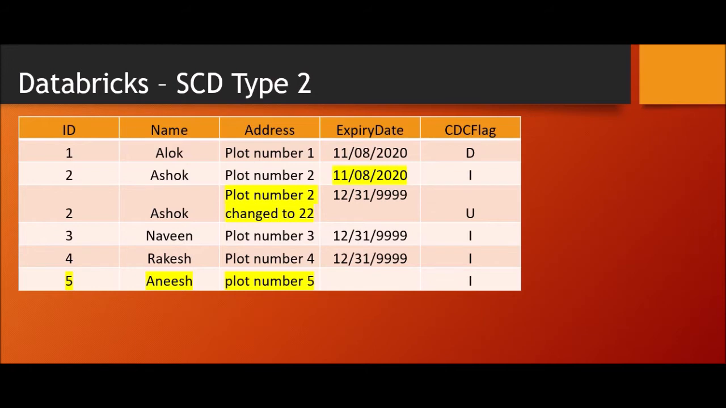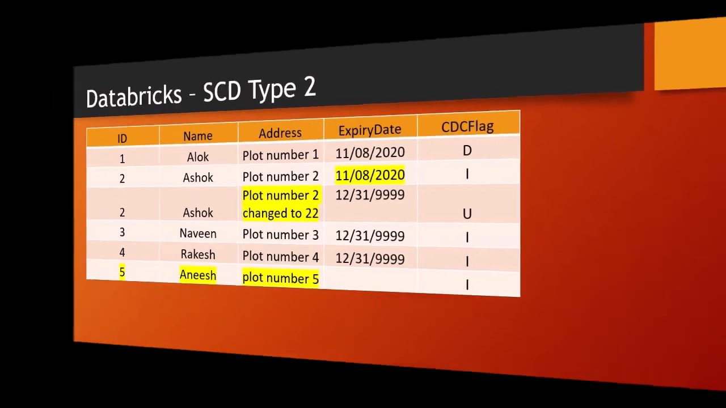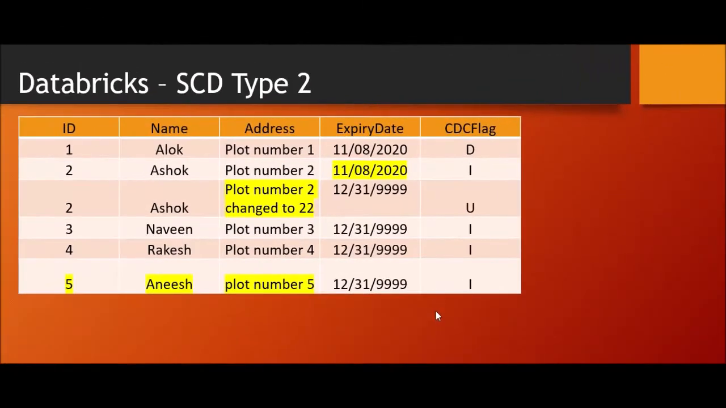We are not going to delete it. That is the property of SCD type 2. But we have to mark this as expired, and the new record will be inserted with a new address and which will have expiry date as 12/31/9999. So here, how we identify an active record is based on the expiry date.